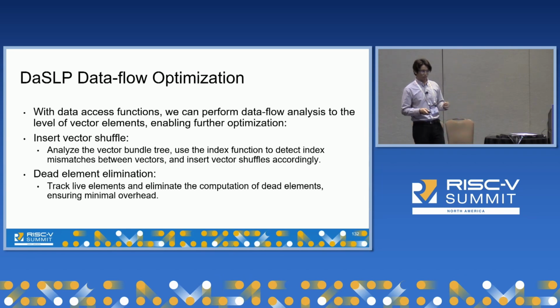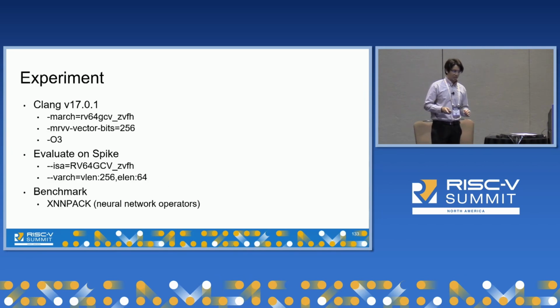So for example, if you use a vector and its shuffle is not correctly in there, the reaching definition did not have those vectors, we need to insert a shuffle. And the other optimization is the dead element elimination. Just like dead code elimination, we can track the live elements and then eliminate the computation that is dead, to eliminate the overhead.